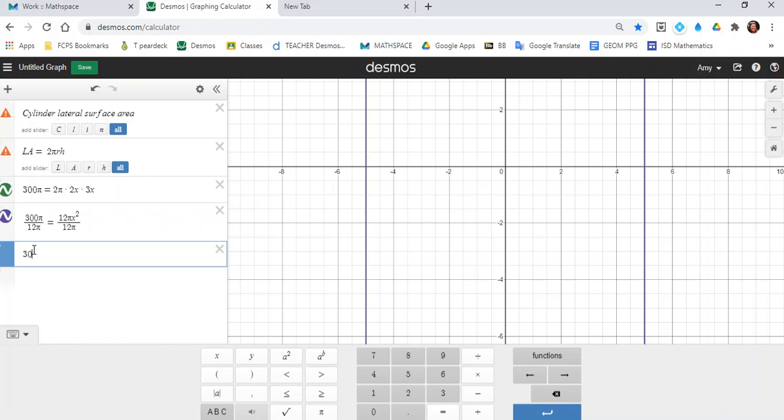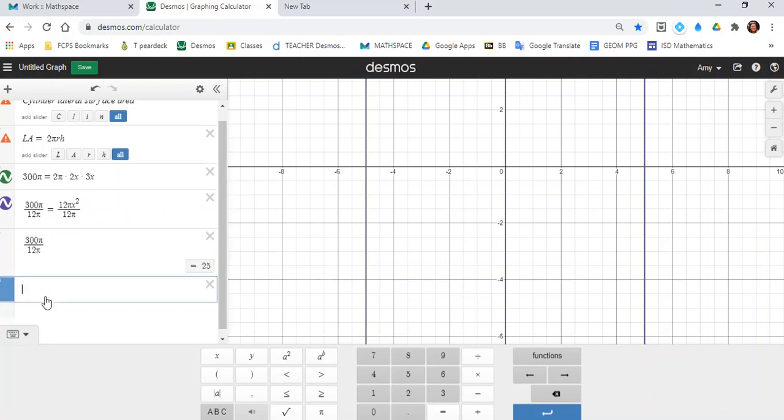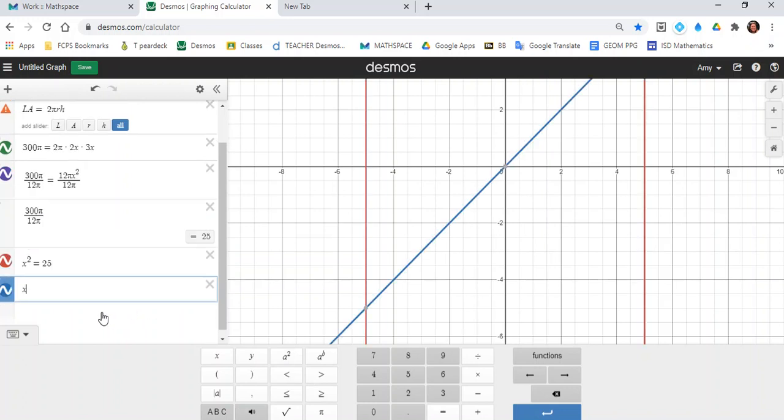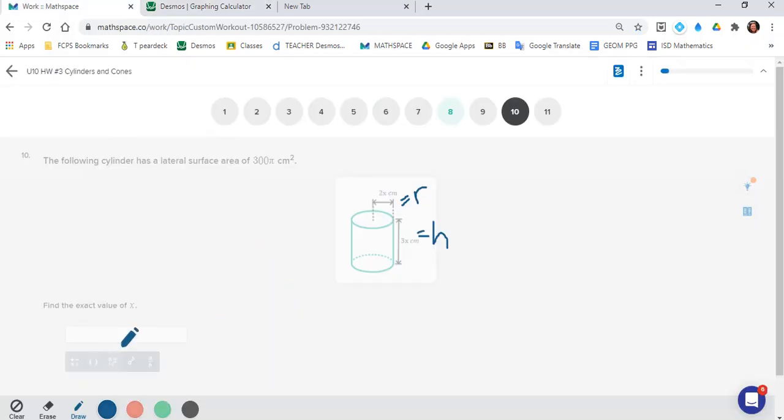So down here, I'm going to put 300 pi divided by 12 pi. Now remember, when they're both pi's, the pi's just cancel, right? So then x squared equals 25. So x is going to be 5, because I'm going to take the square root of both sides. So that is my answer to this question: x is equal to 5.